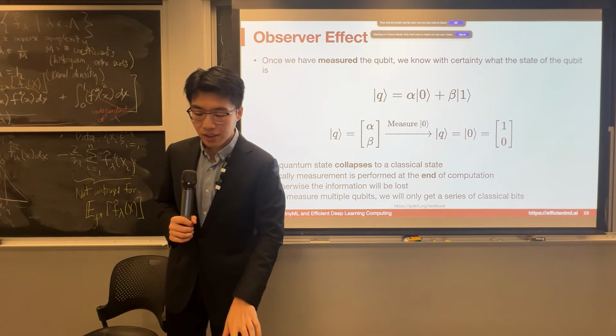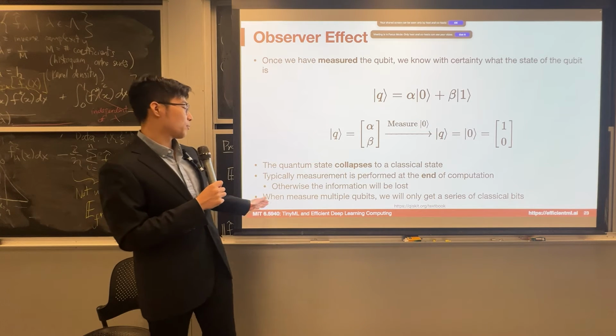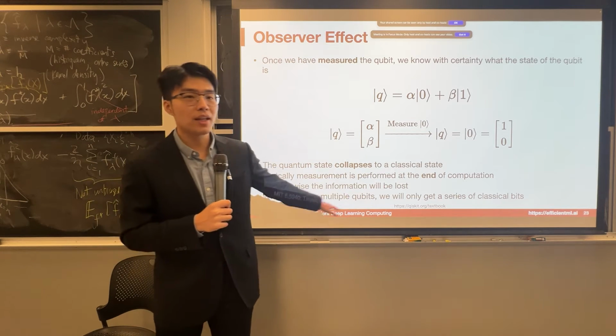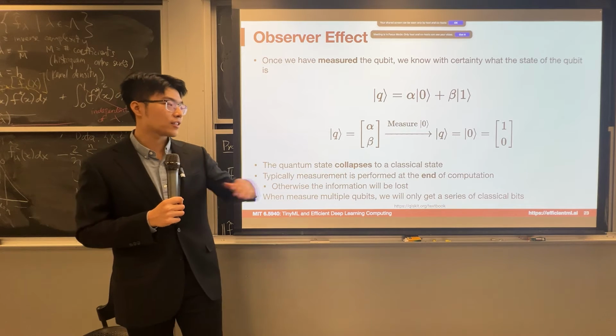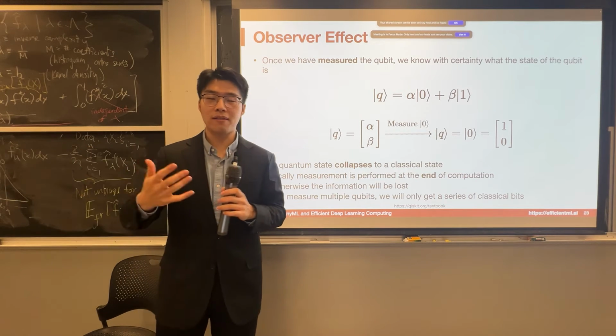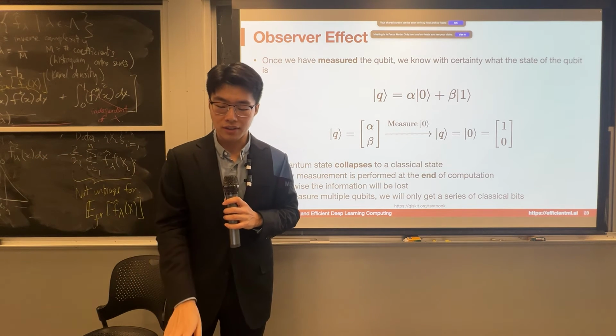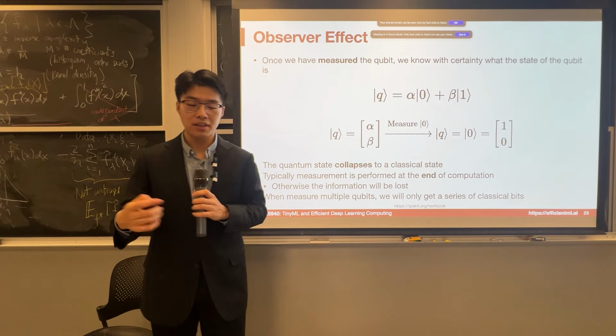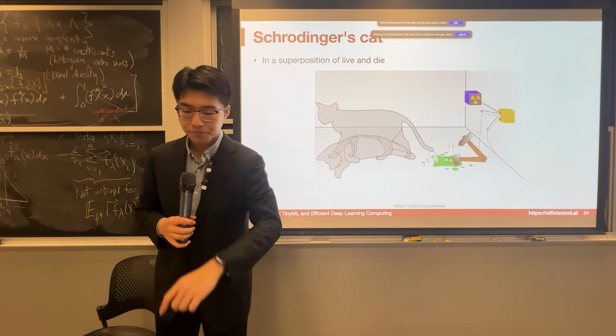Another thing is that when we measure multiple qubits, we can of course get a series of classical bits, because we have, say, many qubits, and we just get one classical bit corresponding to each of them.